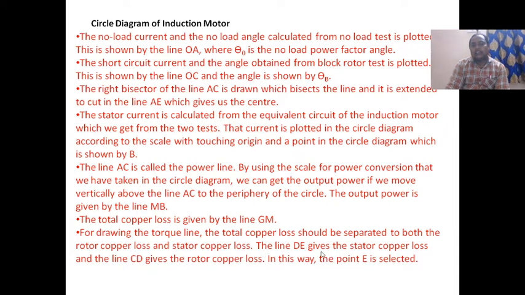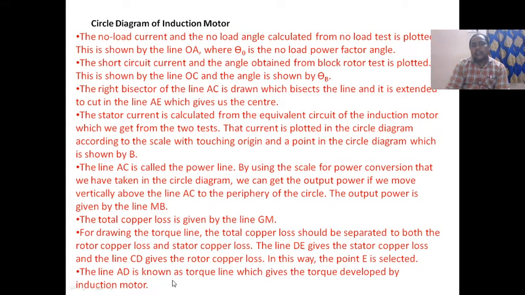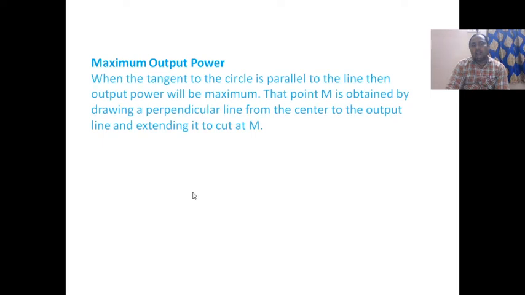The line DE gives the stator copper loss and the line CD gives the rotor copper loss. In this way, the point E is selected. The line AD is known as the torque line, which gives the torque developed by the induction motor. Please see the diagram.